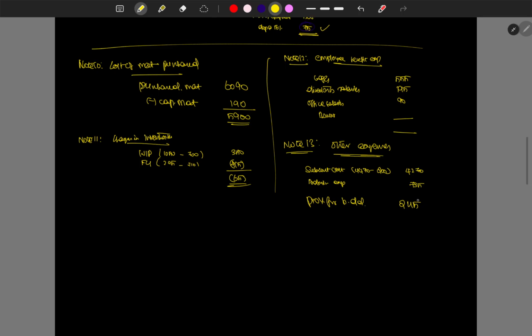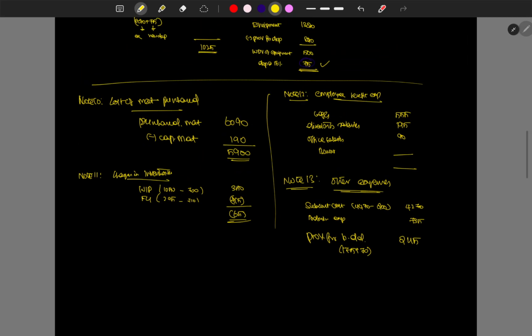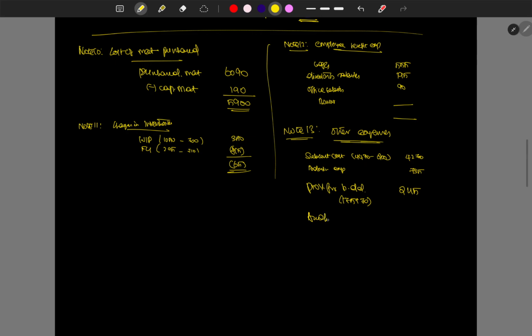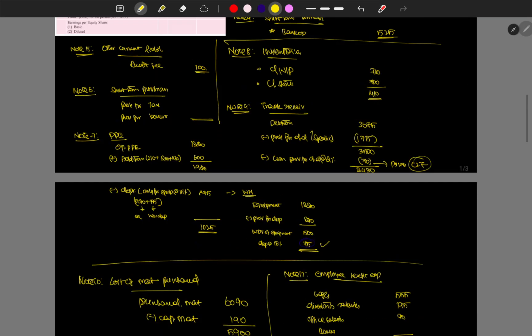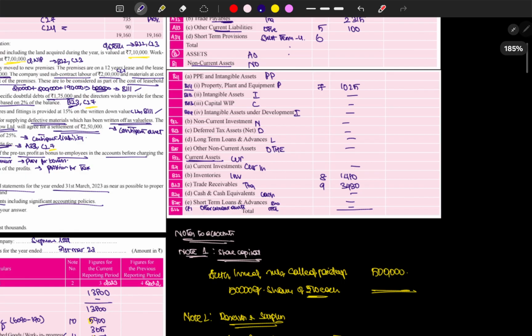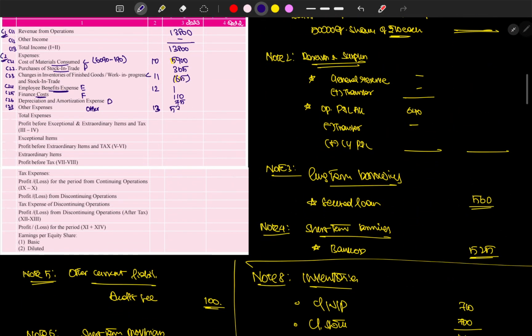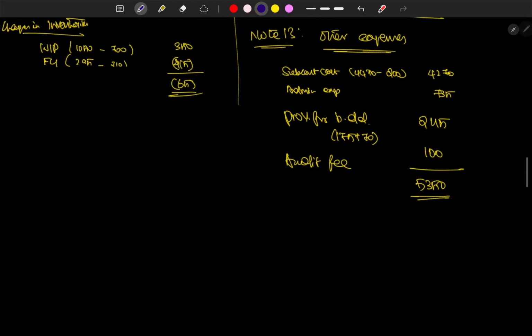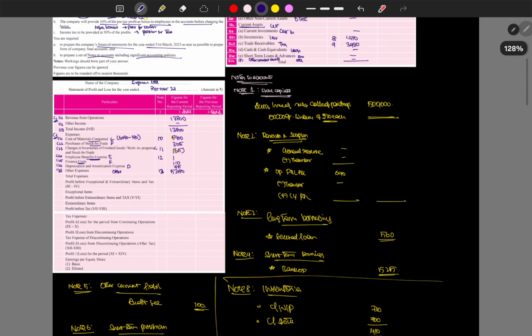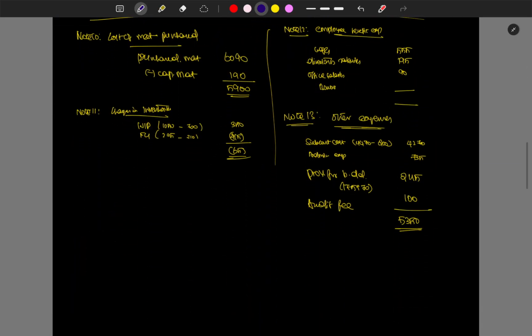Okay, which is 175 plus 70. Then any other thing which is audit fee, which needs to be added. Audit fee is 100. So let's total it up. 4270 plus 735 plus 245 plus 100, which is 5,350 is the other expense, which is note 13. 5,350, right? So we are done with everything, and we have to find out the bonus now.